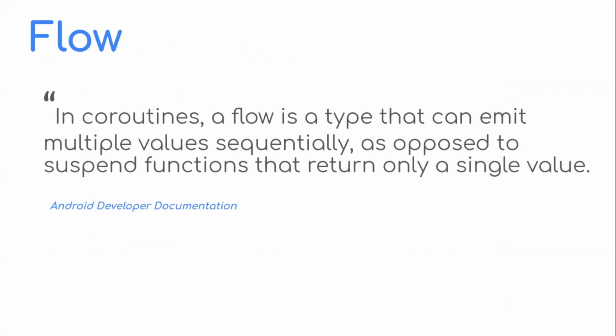So what is flow? In coroutines, it's a type that can emit multiple values sequentially, as opposed to a suspend function that returns only a single value. Flow helps us get multiple values. For example, we are fetching data from our DB, and the API changes data and sends it back to the user. We can track and see all those changes and all those new data as they propagate.